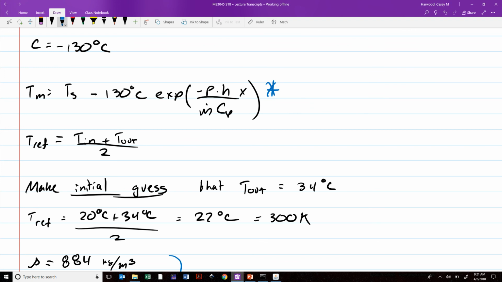Now, as I said, then what you do is you'd look at T out. Does it match my initial guess? If yes, you're done. If no, you have to update that guess and go through and calculate rho, cp, k, viscosity, Reynolds number, Graetz number, etc. One more time again, and then check again and iterate until those two things match.